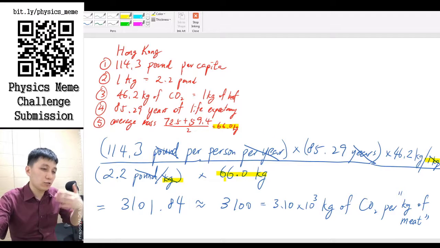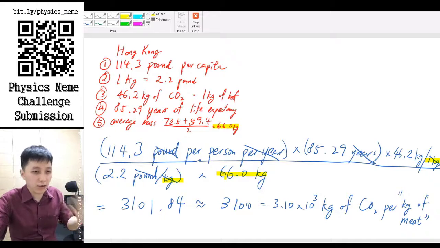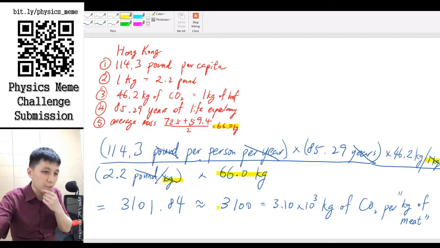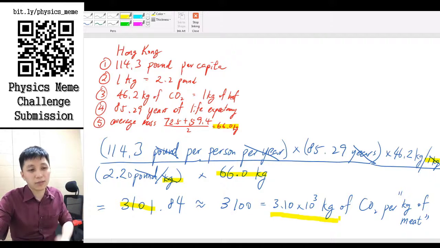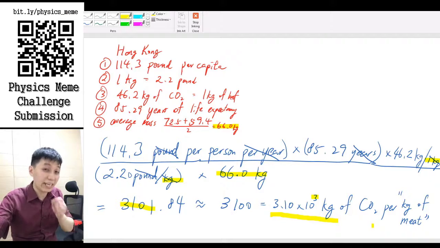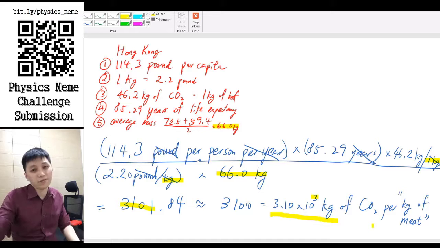Finally, if you input everything in the calculator, we will find it will be 3,100 something. I will round it up to 3.10, I believe, because by looking at this, in fact the pound has a 0 here, so 2.20, and therefore you get 3.10 times 10 to the power of 3 kg of CO2 per kg of meat on your body.